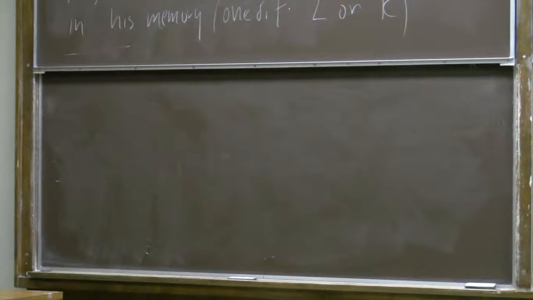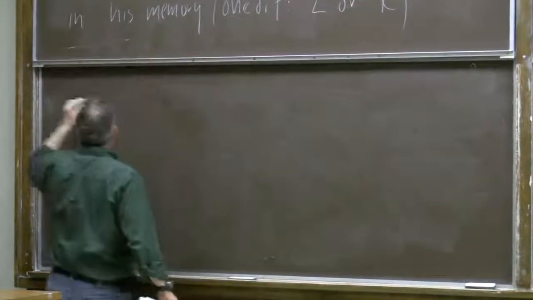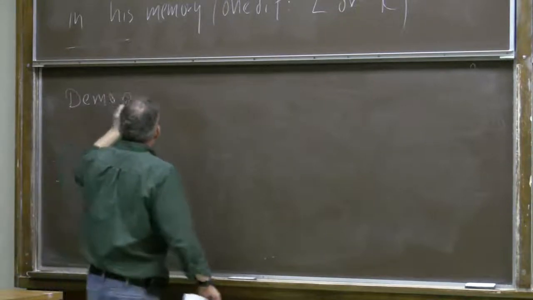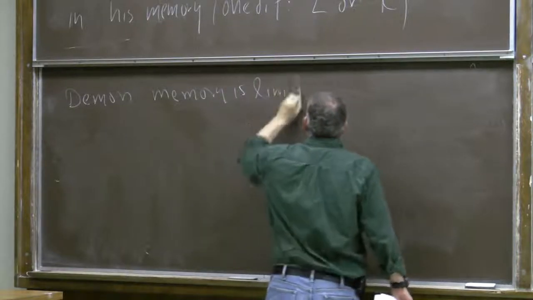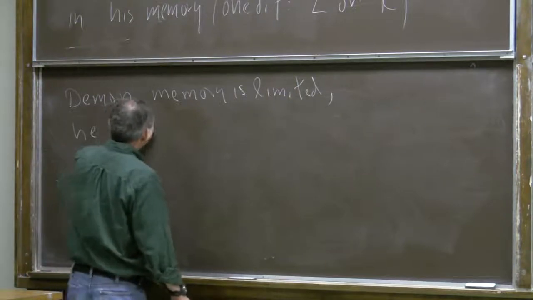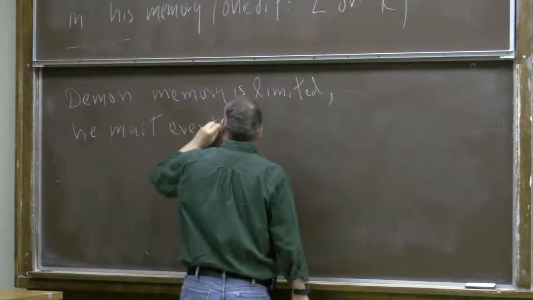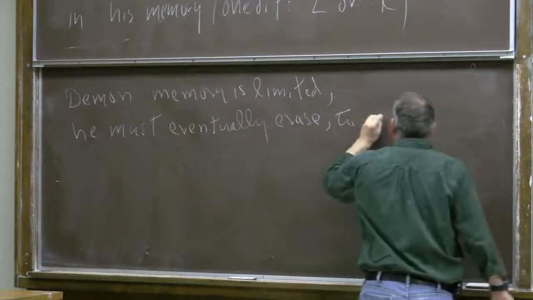Now, the demon might have a lot of memory, and if he has a finite amount of memory, eventually he's going to use it up, and he won't be able to do this anymore. He won't be able to store another bit unless he what? Right. So the demon's memory is limited. He must eventually erase, if he wants to reuse the memory.